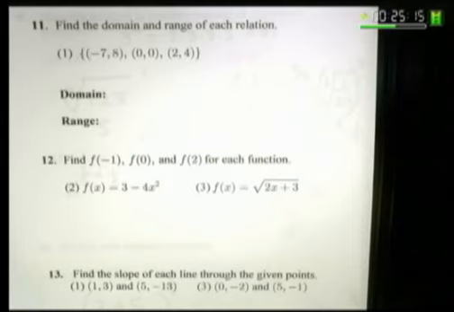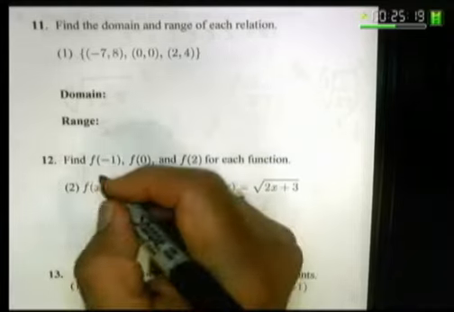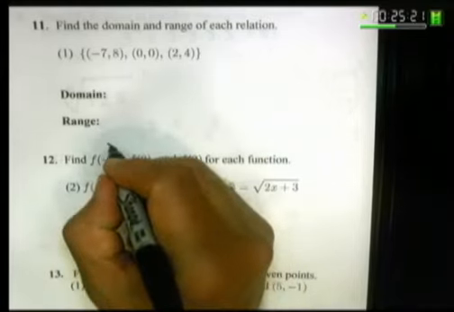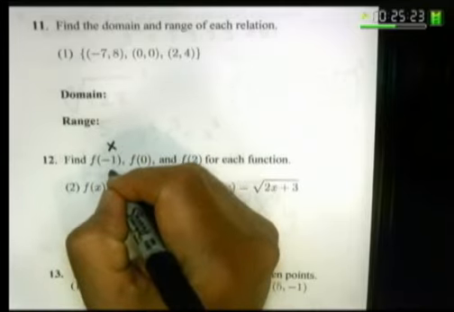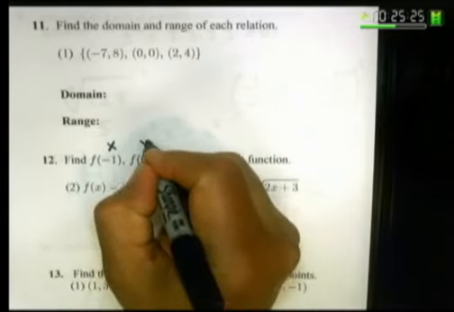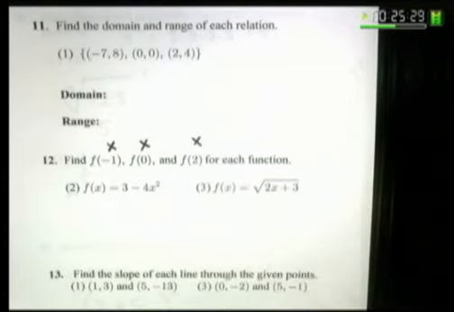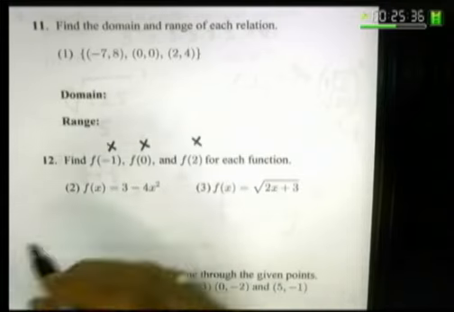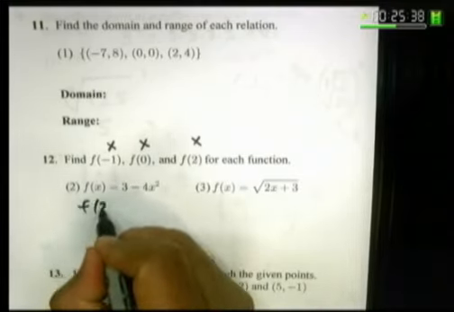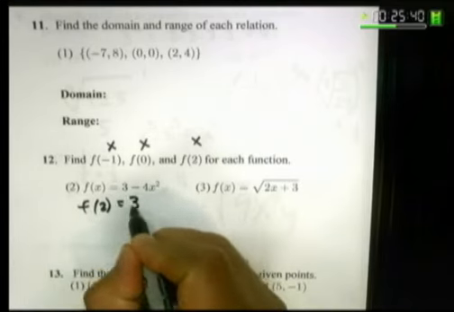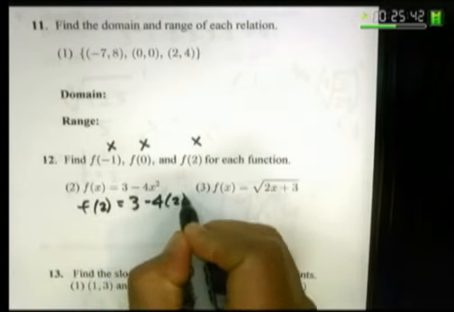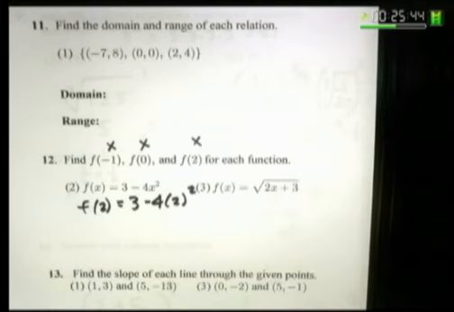Number 12, this is evaluating functions. Now, when you see f of -1, all that means is your x must be -1, or your x must be 0, or your x must be 2. They're not going to ask you for all three of them. They ask you for one of them. They might say, okay, what's f of 2? What does that mean? That means everywhere you have an x, you would put a 2, like that.